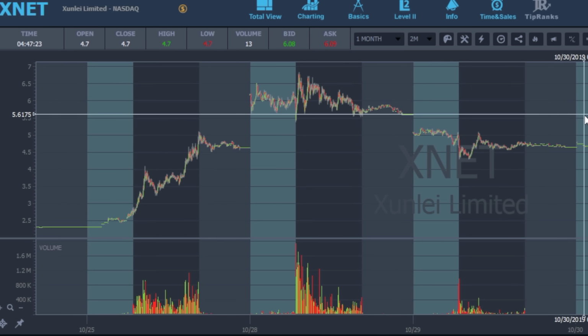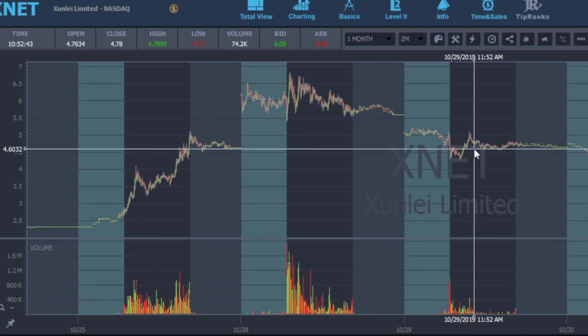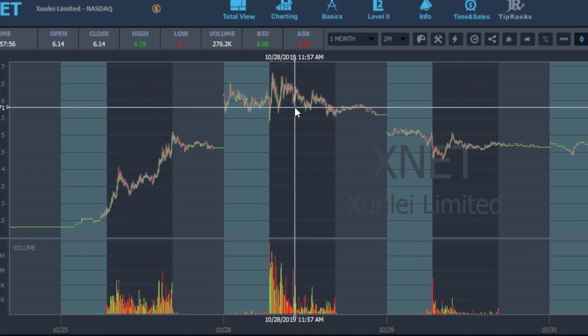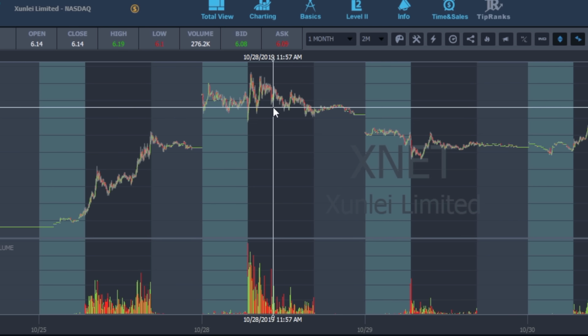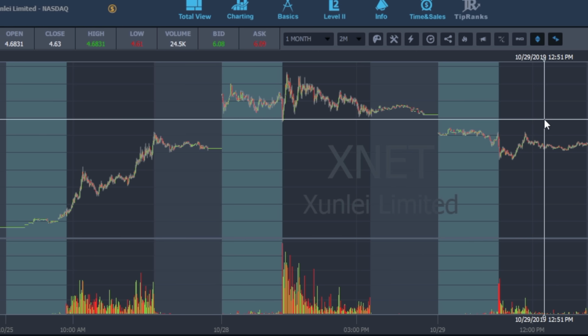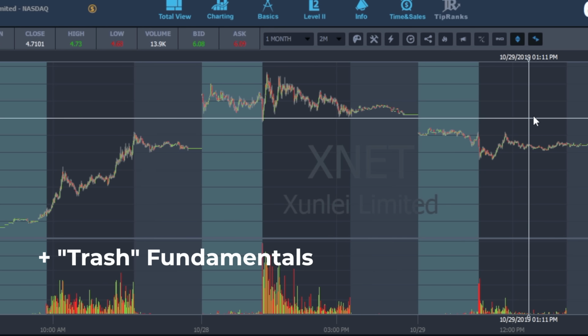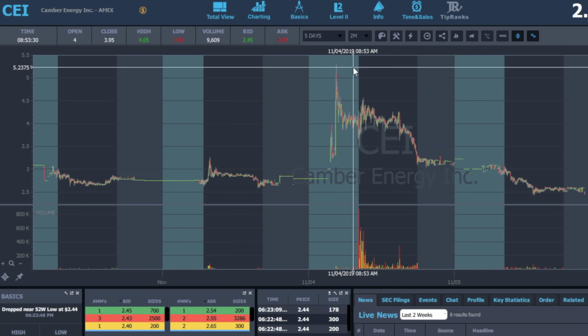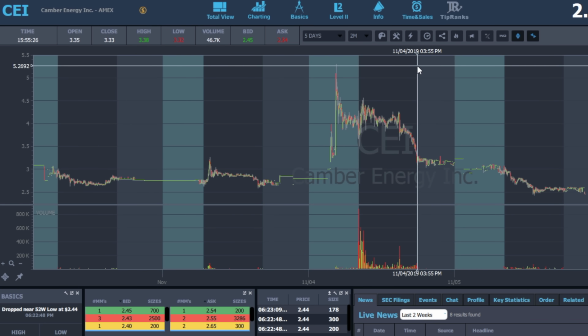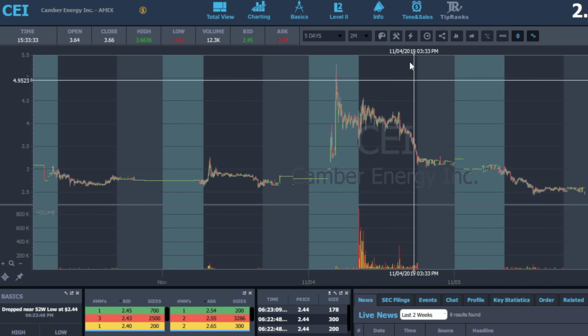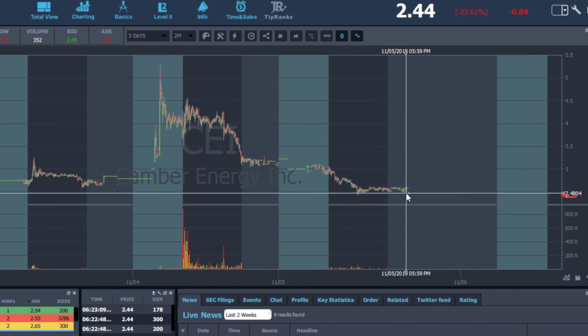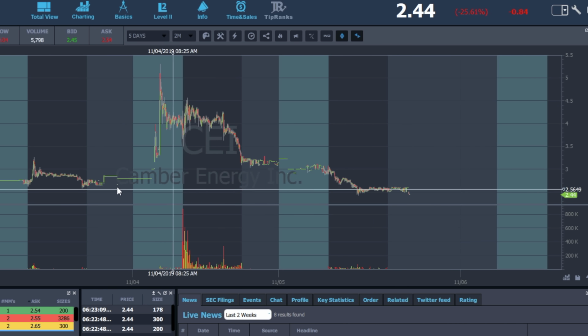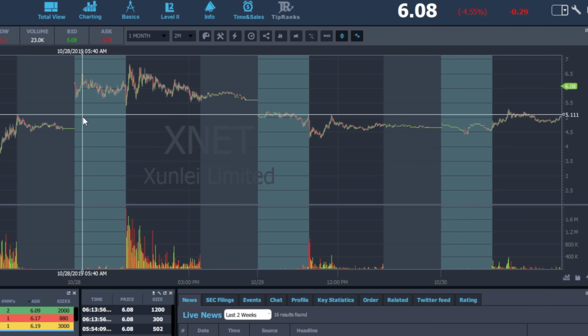What we normally see is when the stock performs the first red day after a huge resistance created on that Friday, which is October 28th, when the stock has really trash fundamentals, all we see is something like this. CEI went from 3 to 5 and took about 2 days, went from 5 to 2.5. And you can see the stock went down exactly where it started. On XAET, it's completely different.